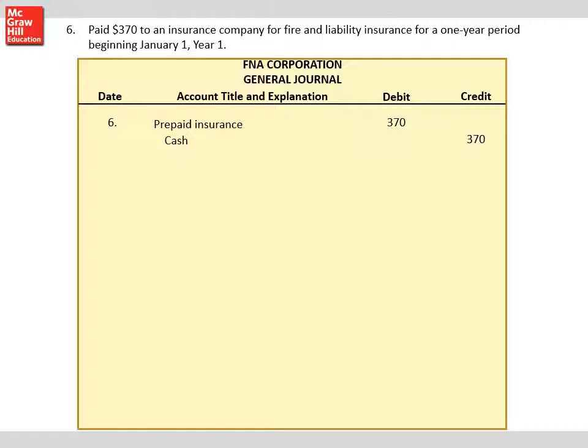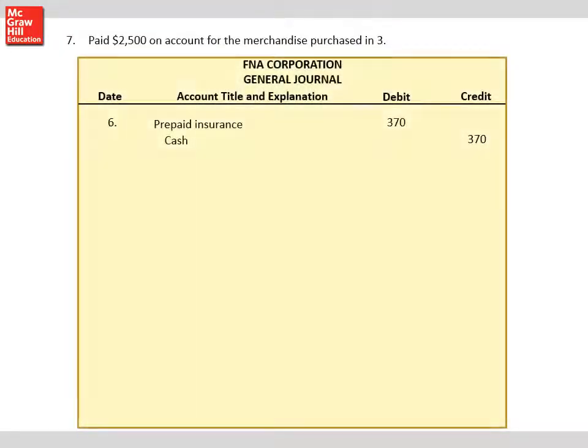And number 7, they paid $2,500 on account for the merchandise purchased in 3. So in number 3, they purchased the inventory on account. Now they're paying on the accounts payable. They'll debit accounts payable, decrease the liability for $2,500, and they're paying with cash. That's the assumption here. We decrease the cash account $2,500.